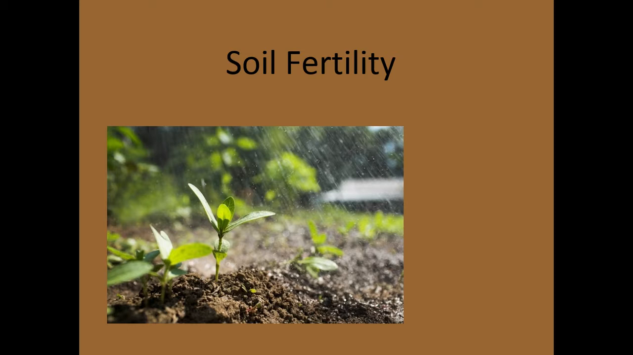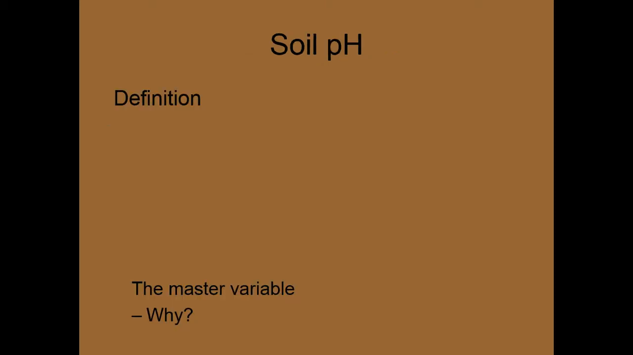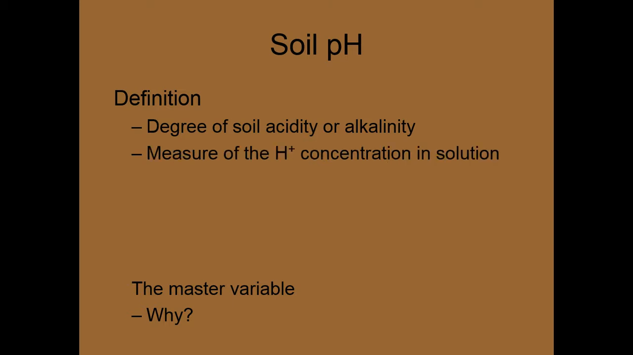Alright, this video will be on soil fertility. And one of the most important things about soil fertility is the soil pH. Our definition of pH, you might remember from our other video, is the degree of soil acidity or alkalinity. A little more specifically, it's the measure of hydrogen ion concentration within a solution. And this is also the negative log of the hydrogen ion concentration. So that's what our pH value is.